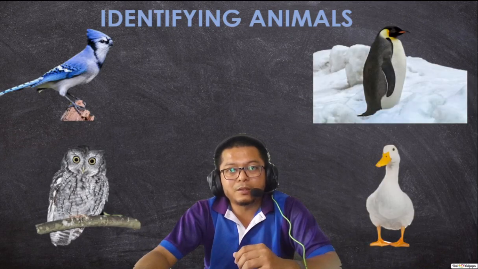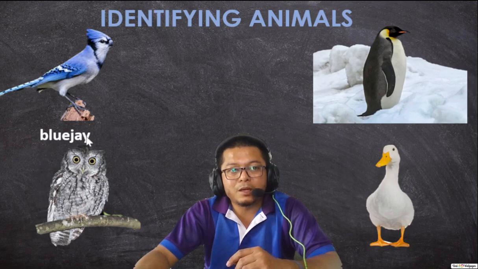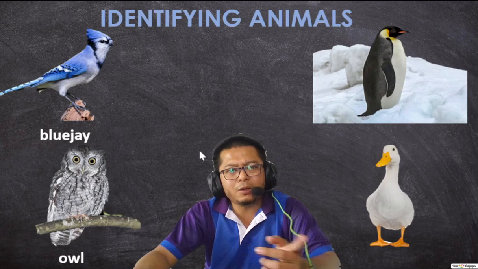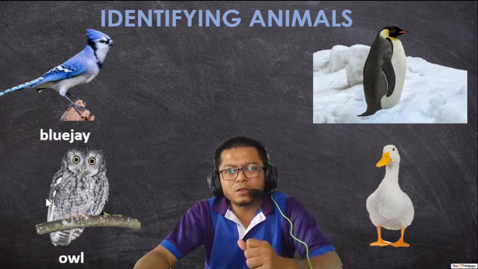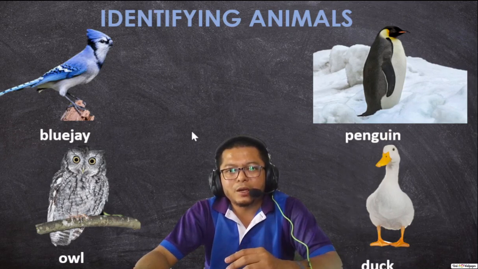Four more birds. This is bird also. Now remember, this is also a bird, but the name is bluejay, owl. I think we have owl just now. Yeah. So this is the same, owl, twice owl. Penguin and duck. So blue jay, owl, penguin, and duck.